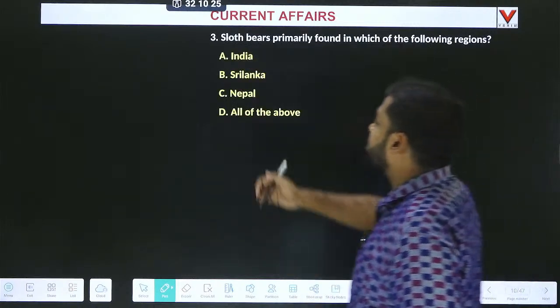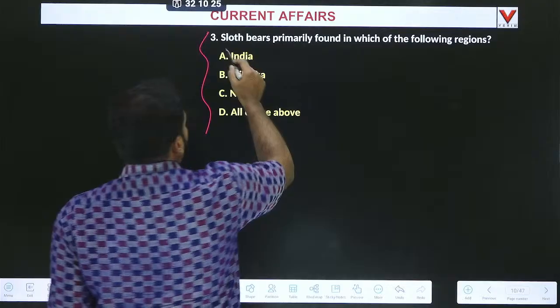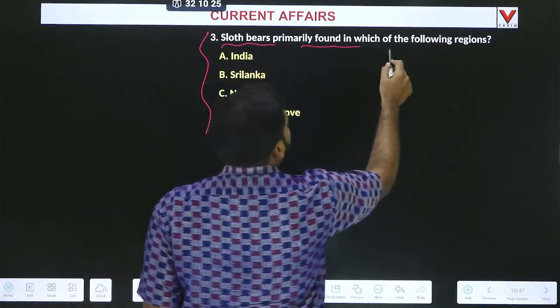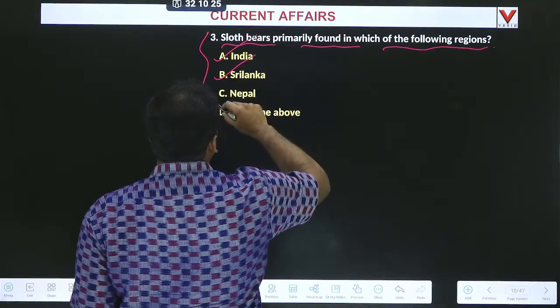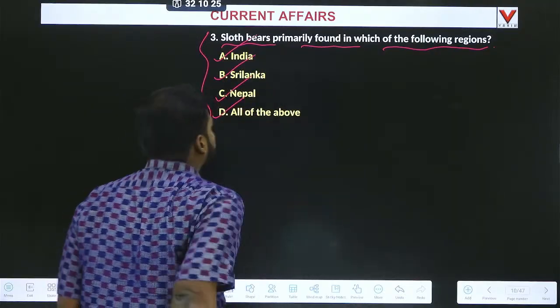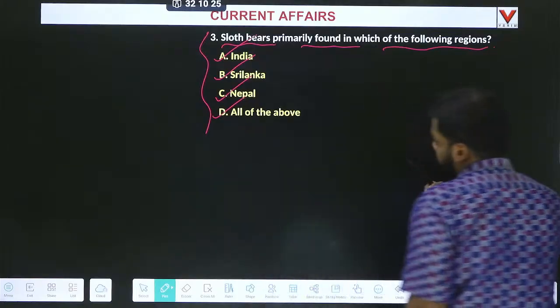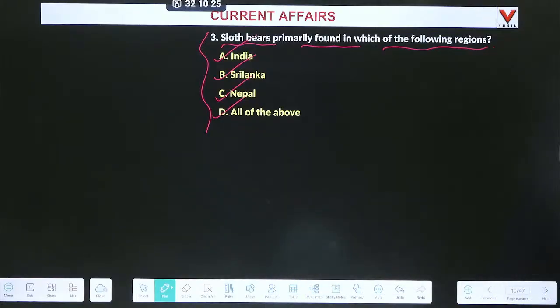See the third question. Next question. Sloth bears are primarily found in which of the following regions? Option A India, option B Sri Lanka, option C Nepal, option D all of the above. Please attempt this question. We will discuss it after 10 seconds.